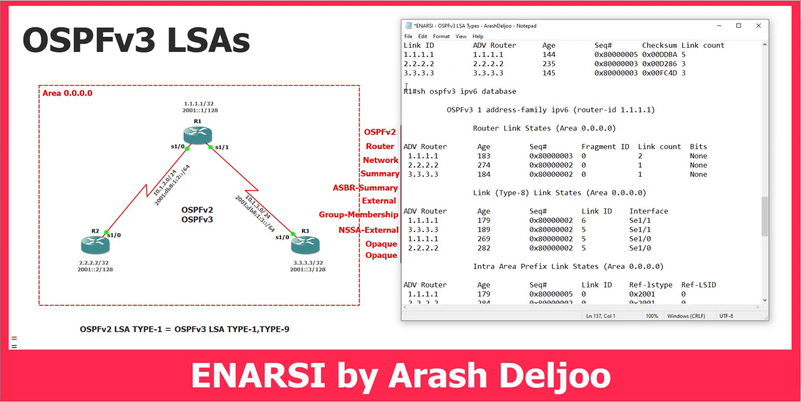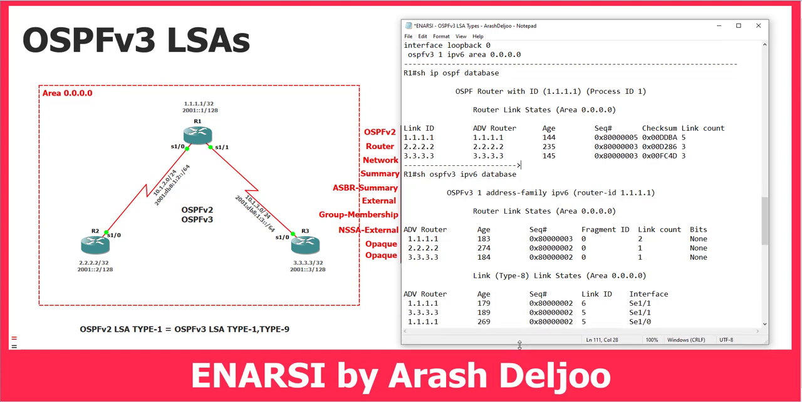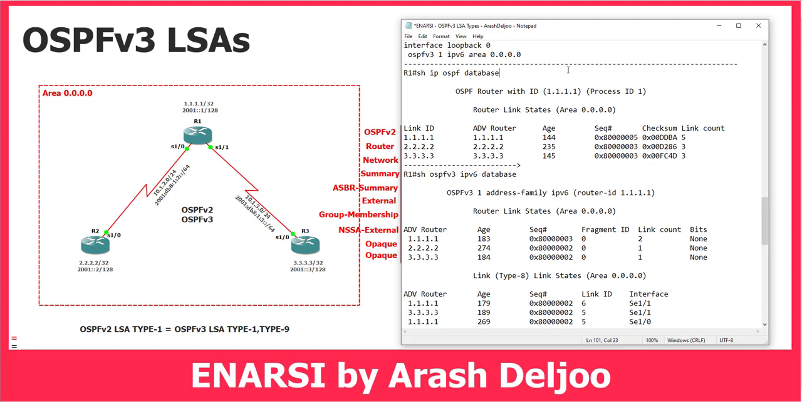This is the database of R1 from here for the IPv6 or OSPF version 3. Here we have more information. Let me review them first. As you can see in the database of router 1, again we have 3 router link state. Means we have 3 router link state in OSPF version 2. This is OSPF version 2. Look at here, OSPFv2. And here we can see the database of OSPFv3.